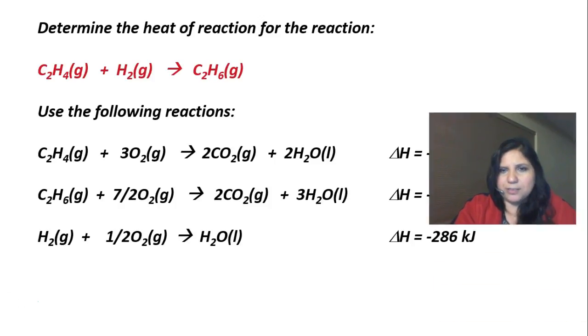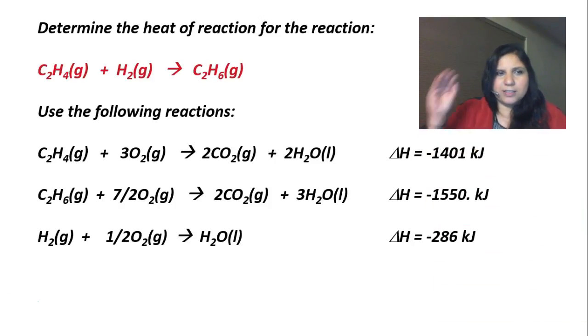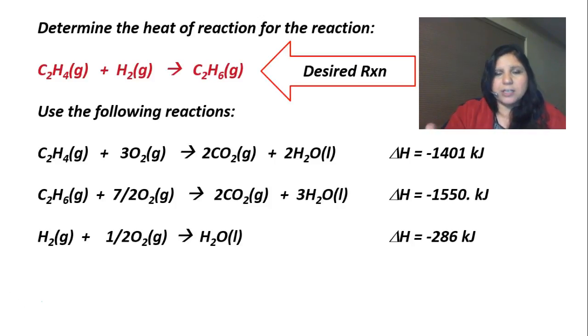Let's try one. It says determine the heat of reaction for the reaction. So this red reaction here, this is our desired reaction. This is what we want to obtain by using these 3 reactions below. I could have 2, I could have 3, I could have 5, I could have a bunch.